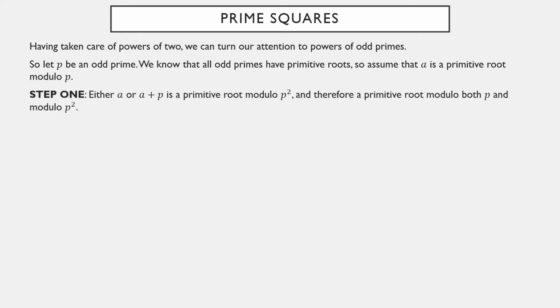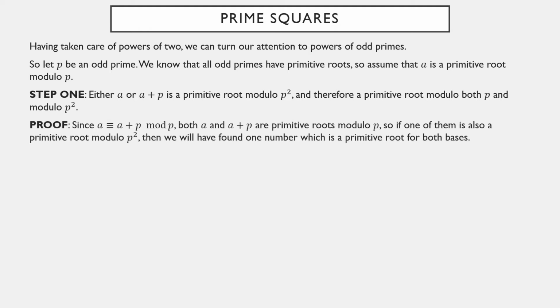The first step in showing that all powers of p will have a primitive root is to show that either a or a plus p is a primitive root mod p squared, and therefore a primitive root modulo both. Since a is equivalent to a plus 0 mod p, in other words, it's equivalent to a plus p mod p, if a is a primitive root modulo p, then a plus p is also a primitive root modulo p because it's equivalent. So both of these are primitive roots mod p. If I can show that one of them is a primitive root modulo p squared, we will have completed the proof that there is a number that is a primitive root modulo p and also p squared.